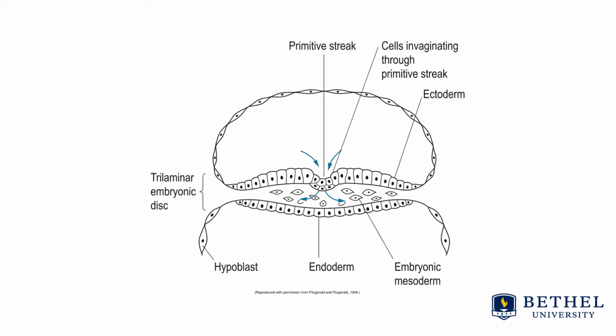So this is that diagram of the gastrulation where you can see the three layers starting to form: ectoderm, mesoderm, and endoderm. And you can see the hypoblast and the epiblast are kind of the basis for those, and then it becomes the trilaminar disc.